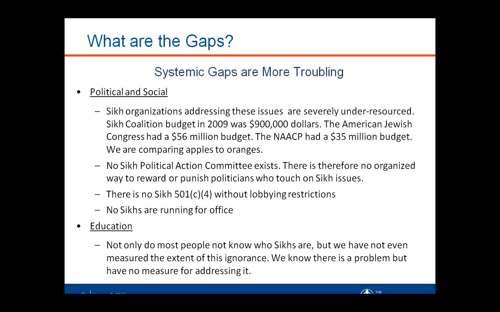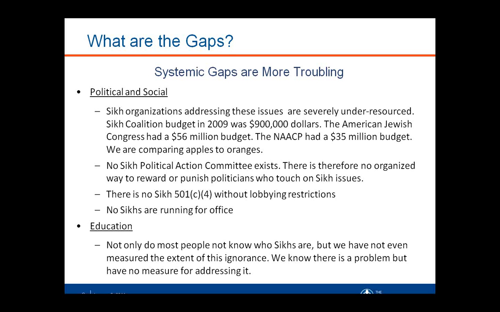But when I compare it with our colleagues who are engaged in the same fights as us, for example, the American Jewish Congress, their budget was $56 million. The NAACP, the National Association for the Advancement of Colored People, their budget is $35 million. So really, when we're talking about the resources we have to address this issue, we're comparing apples to oranges. Our friends who engage in this fight in the Jewish community and the African American community, of course, are going to be heard more than us because they just have more resources to be heard.